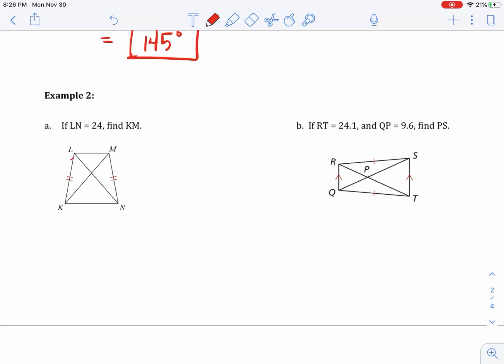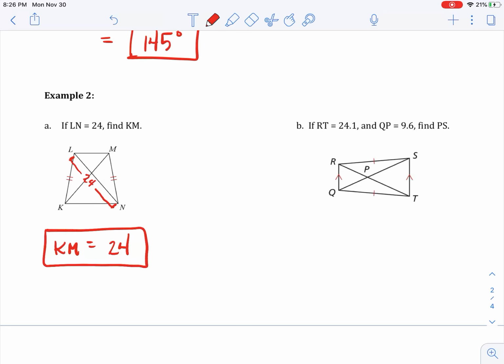All right, example 2A, it says LN is 24. And I've talked about this before. I like to see exactly what is 24. So for me, I would like to put that 24 on there. And that's what is 24, all the way from L to N. What they want me to find is from K to M. Well, because I know the diagonals are congruent, I know from K to M is going to be exactly the same as from L to N.